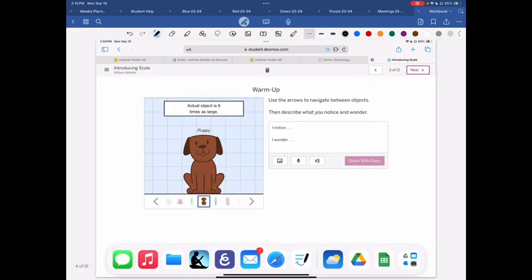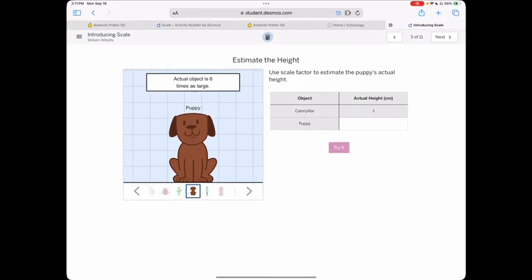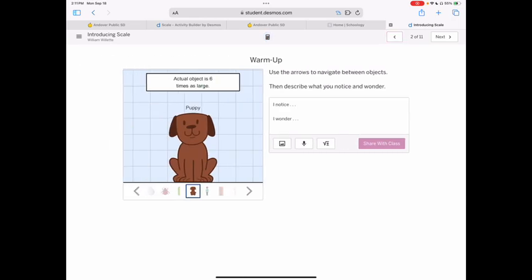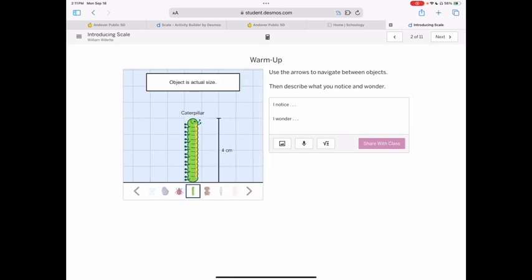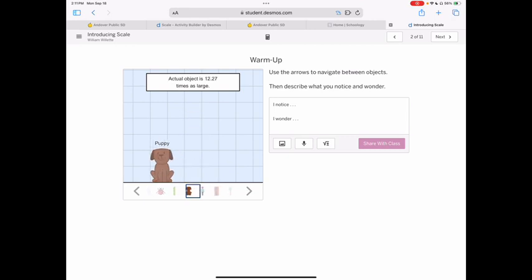Here, you're going to scroll through. And I want you to go over, what do you wonder about all of these different things? Like, there's my caterpillar, that's 4 centimeters. What do you notice? What do you wonder about the puppy? Maybe you're comparing these different images.